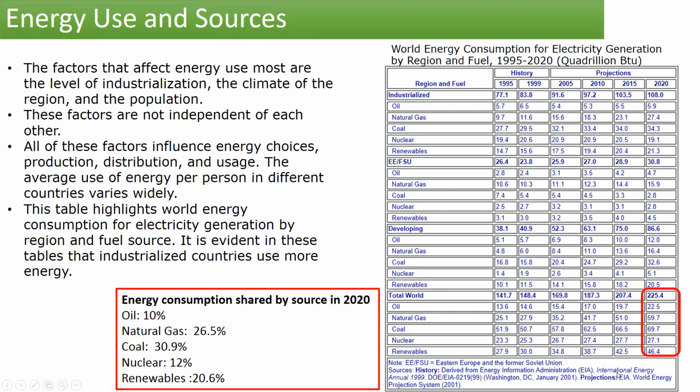And for example, about energy consumption shared by source in 2020, if we put together the total world, oil is going to be shared by 10%. Natural gas is going to come out with 26%. Coal is going to be almost 31%. Nuclear just 12%. And renewable energies are going to come out with only 20%. So the trends show us that towards the future, non-renewable energy is still the biggest player for energy. Okay?